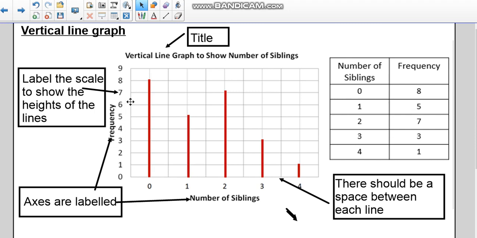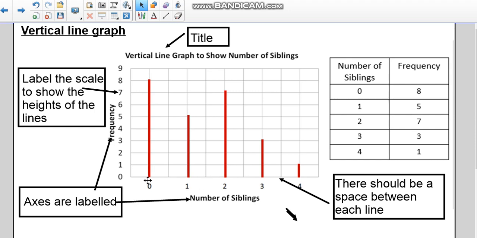But also your scale must go up in even jumps. So this one goes up in 1s, and it always goes up in 1s. But you might decide you want to go up in 2s, but then it must always go up in 2s. And you must always start at 0 and go up in your equal jumps. Make sure your axes are labelled. So I know this is frequency going up the side, and this is number of siblings along the bottom.